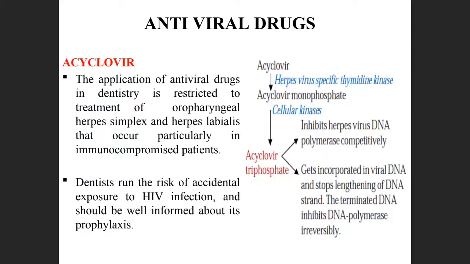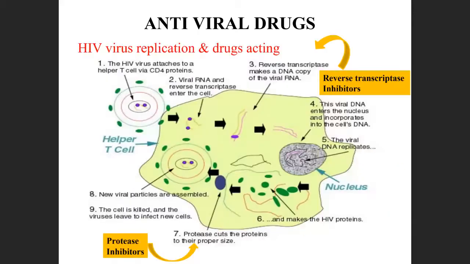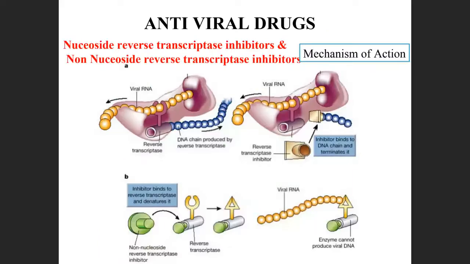The protease enzyme, you know, is responsible for cutting down the proteins. So we have protease inhibitors and reverse transcriptase inhibitors. Within the reverse transcriptase inhibitors, there are two types: nucleoside reverse transcriptase inhibitors and non-nucleoside reverse transcriptase inhibitors. Now, the mechanism of the nucleoside reverse transcriptase inhibitors, I have explained with the help of a diagram, so it will be easy for you to understand.